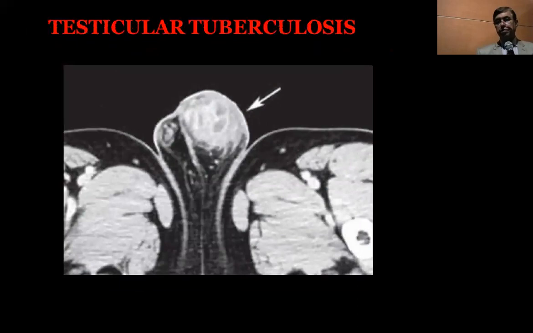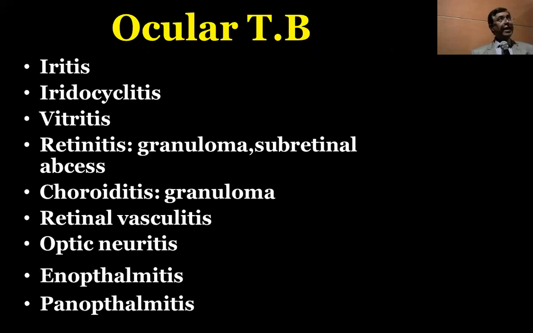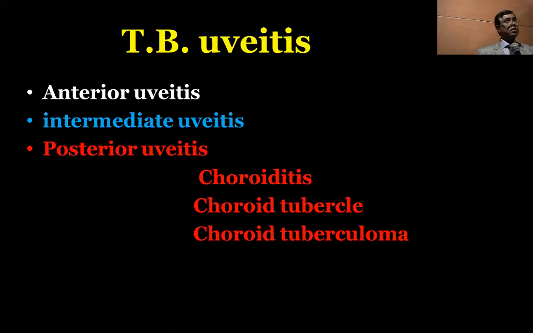ocular tuberculosis can affect any organ in the eye, any layer in the eye: iritis, iridocyclitis, vitritis, retinitis, choroiditis, vasculitis, optic neuritis, and panophthalmitis. The commonest in the eye is uveitis. And the commonest of the uveitis is not the anterior or intermediate, it is the posterior uveitis.